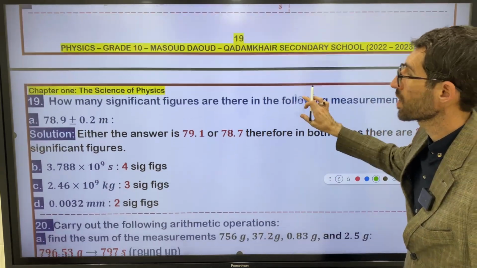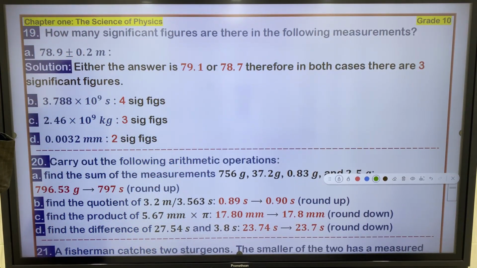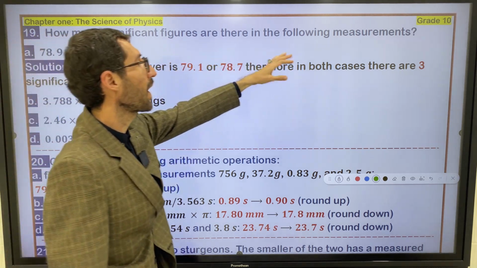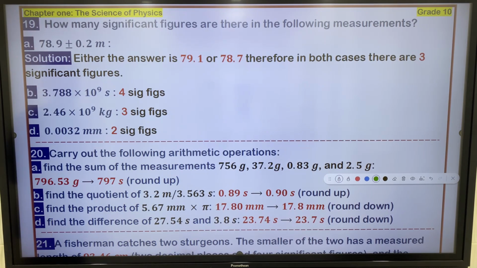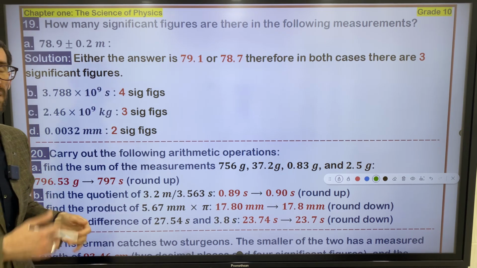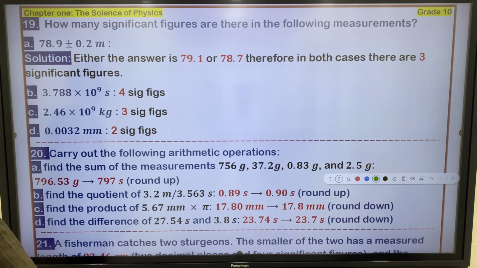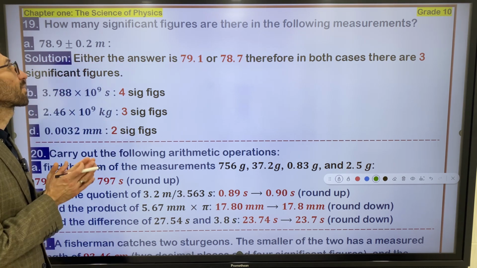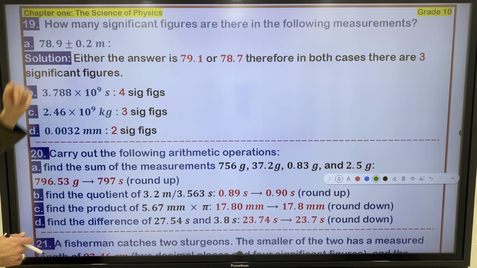Let's move on to another question. Question number 19. How many sig figs are there in the following measurements? I'm sure you know it right now, because we solved a lot of questions and we had some specific rules for finding significant figures in a table. Actually, it's not difficult, it's easy.